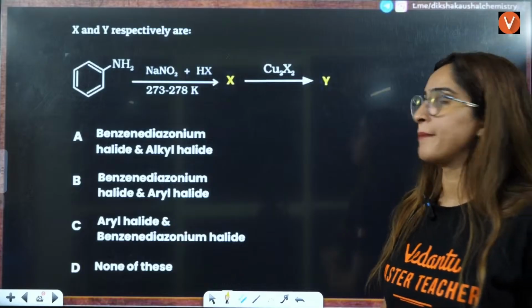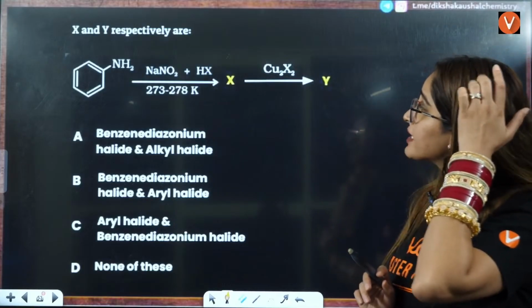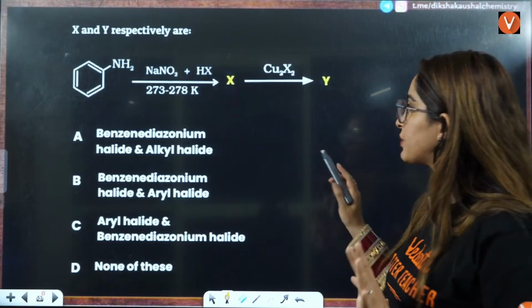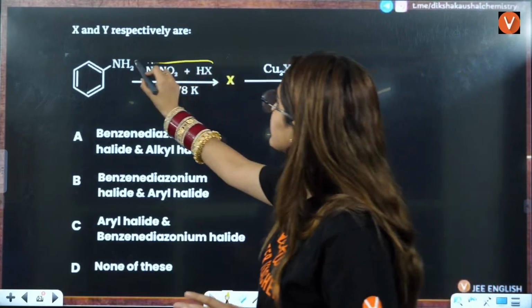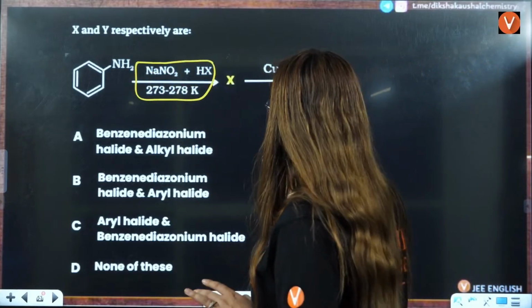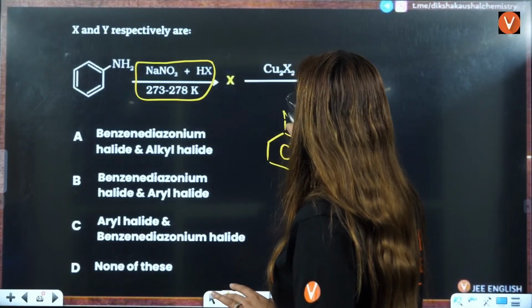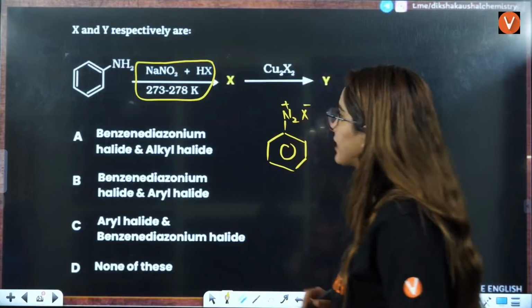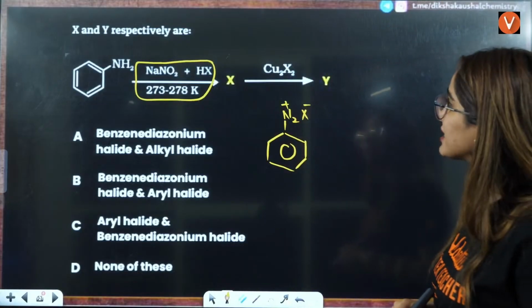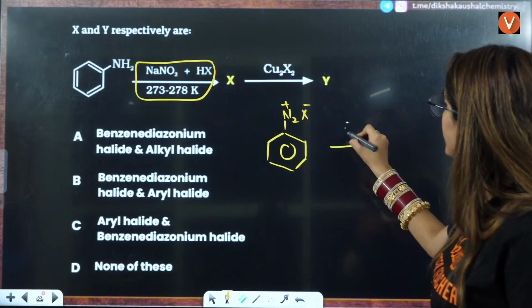Right? Okay. Next question is, x and y respectively are. So now they have given you this thing. If you see, this is nothing but diazotization. So basically what we are doing is making diazonium salt here, that is N2X. After that, you are adding Cu2X2.